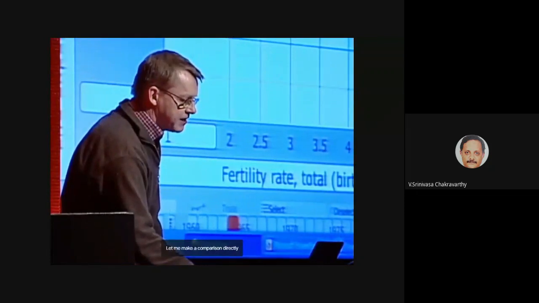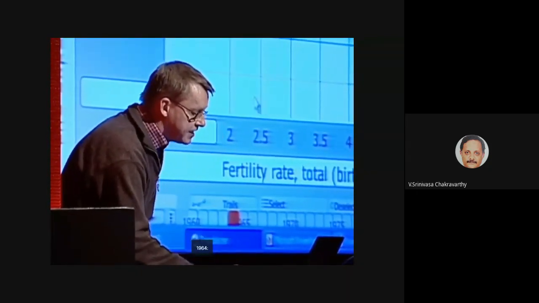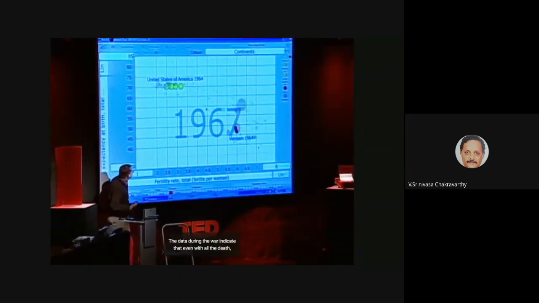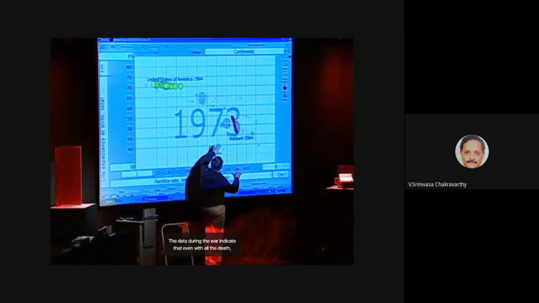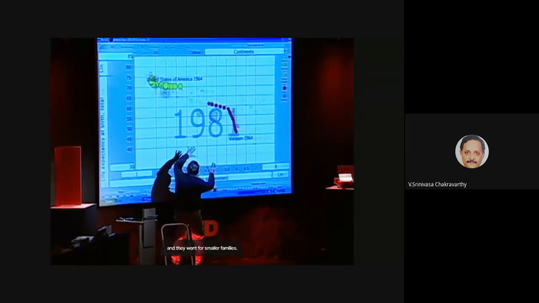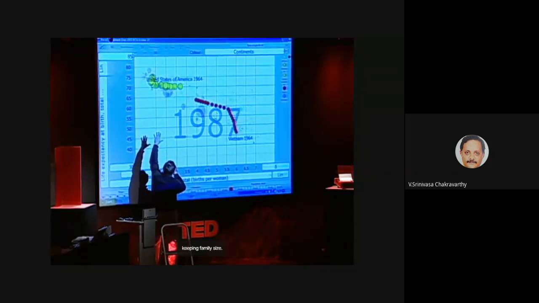Let me make a comparison directly between the United States of America and Vietnam. 1964. America had small families and long life. Vietnam had large families and short lives. And this is what happens. The data during the war indicate that even with all the death, there was an improvement of life expectancy. By the end of the war, family planning started in Vietnam, and they went for smaller families. And the United States up there is getting longer life, keeping family size.